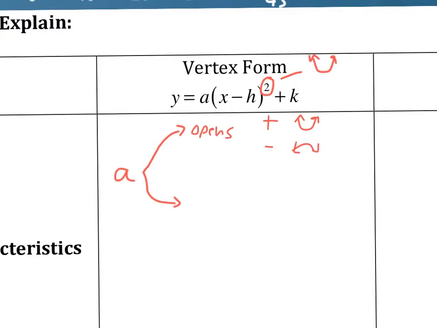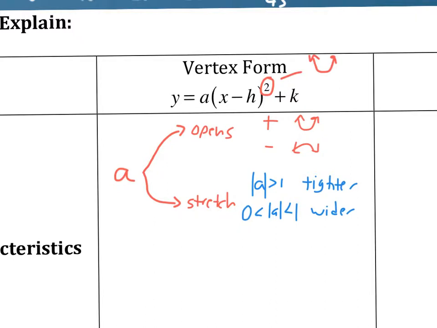Next, A also tells me about its stretching, compressing, width, wider, tighter, all that jazz. So if A is bigger than 1, then it's going to get tighter. The way we say it is that it stretches by that factor. Now, this one's a little bit harder, so let's pay attention: it's actually the absolute value of A. And if A is between 0 and 1, like 1/3, 2/3, 1/5, 2/5, these kinds of things, it's a wider situation. Good.